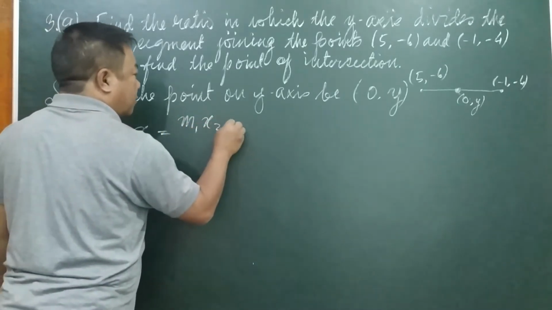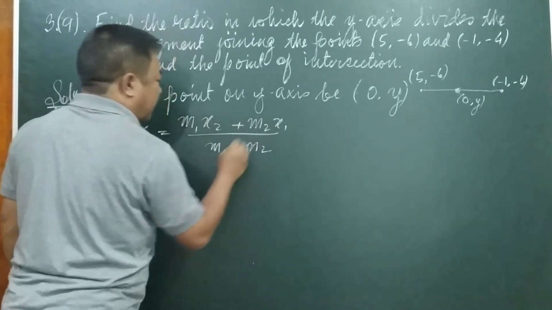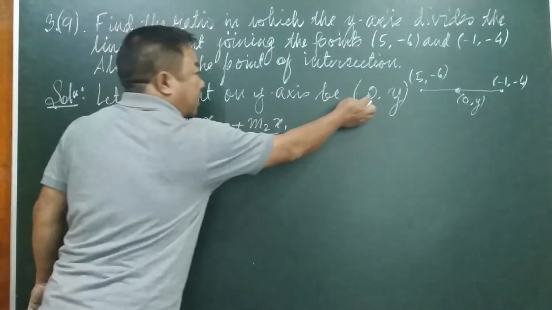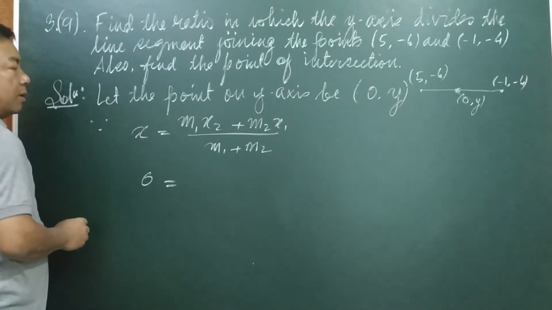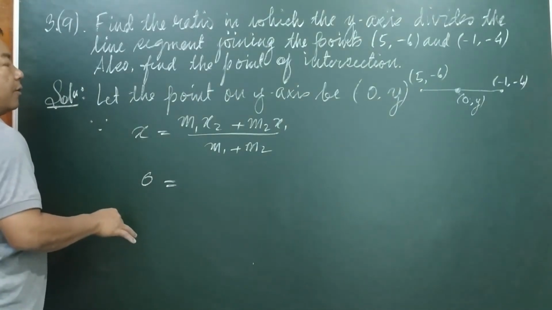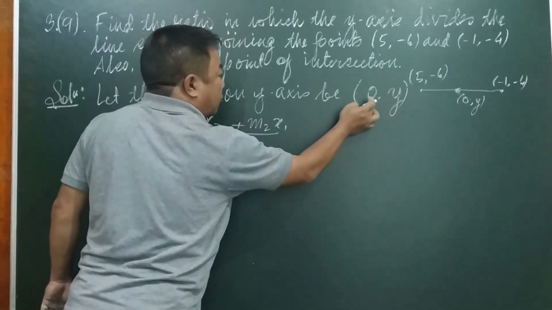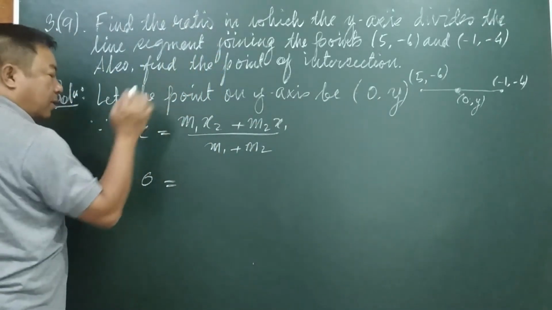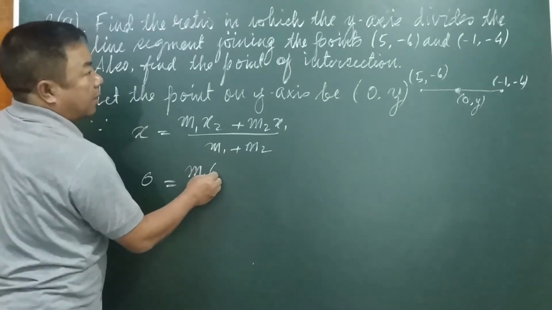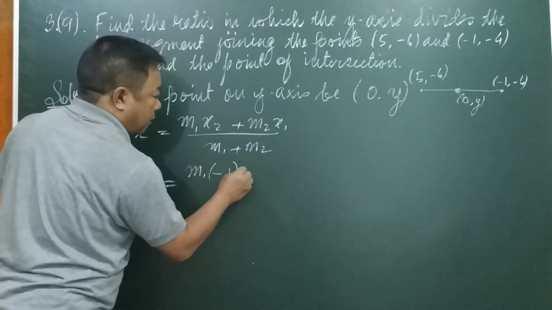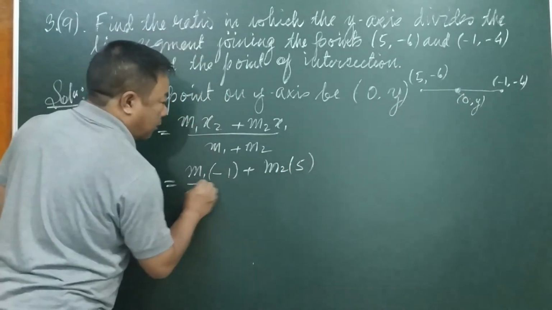m1 x2 plus m2 x1 by m1 plus m2, and then the x is here. The y coordinate is 0, so the ratio to number on the x position equal to 0. Then x2 to minus 1 plus m2 into x1 to 5 by m1 plus m2.